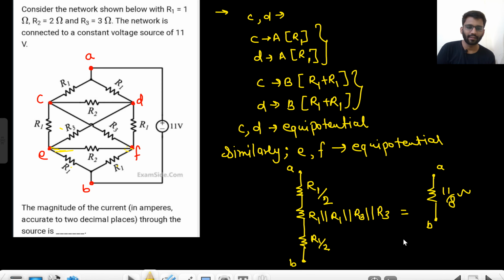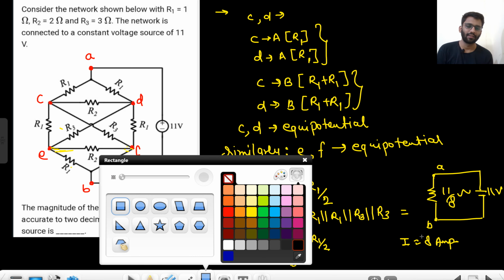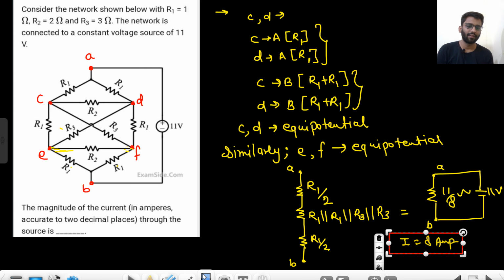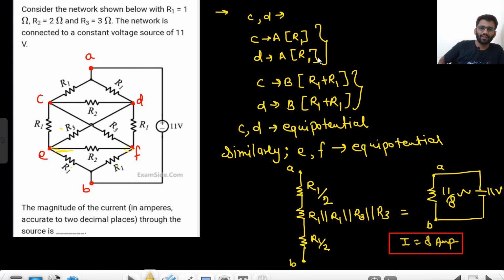So what will be the current? With 11 by 8 ohm and a battery of 11 volt, the current is V by R, that means 8 ampere. This is your answer, 8 ampere. Got it? Your current is 8 ampere. Concept of equipotential, R1 by 2, R1 by 2. This you should be able to solve. This is a GATE question only. If you have solved it on your own, that is very good. Problems like these you should be able to solve on your own.